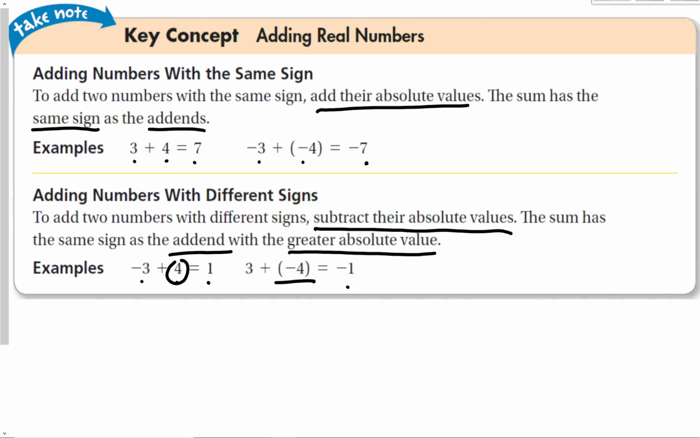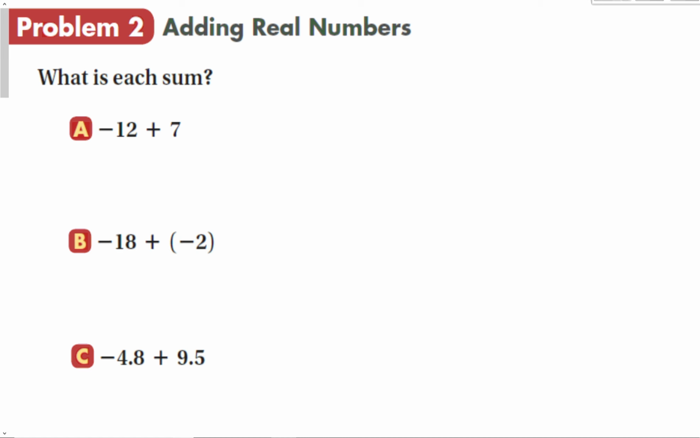And yes, you could just say, well, I kind of know that already. I know that 3 plus negative 4 is negative 1, okay? But again, we're trying to get a good idea about how numbers are working in relation to each other. Okay, so let's add these real numbers by thinking about absolute value.